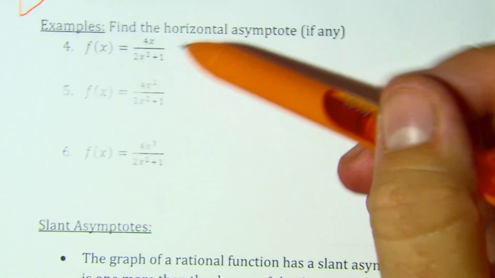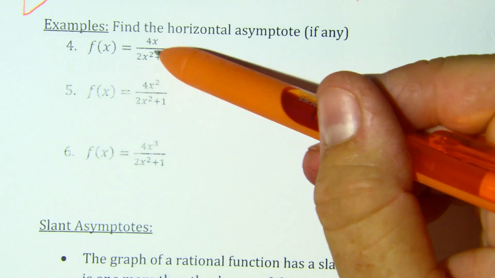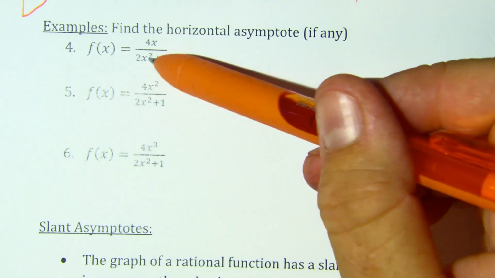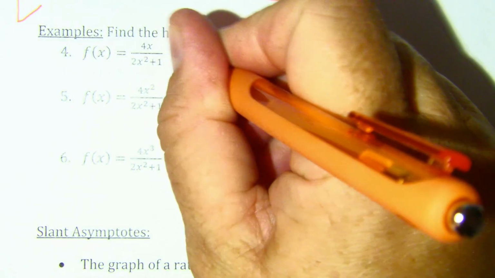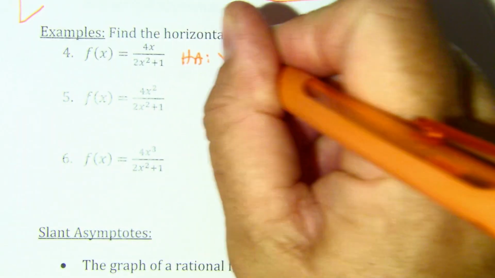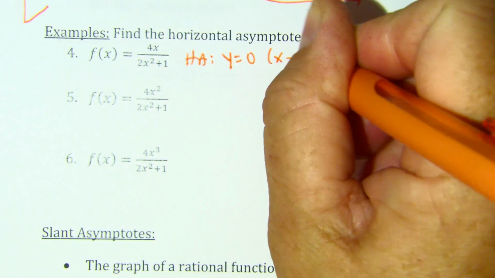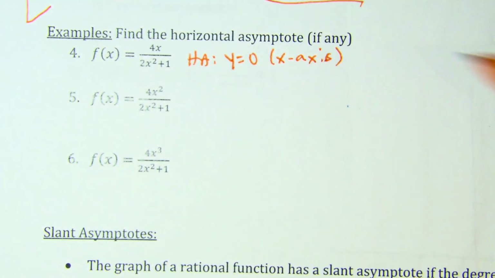In this first example, the degree of the bottom is 2, the degree of the top is 1. So in this case, the degree of the bottom is bigger. That means our horizontal asymptote is the equation y equals 0, which is the x-axis.